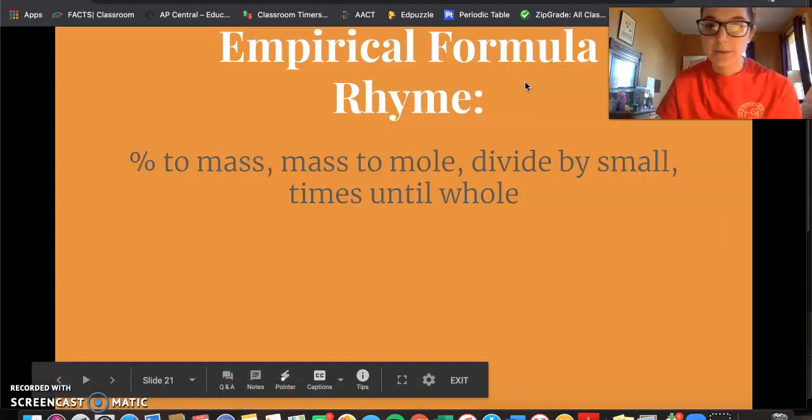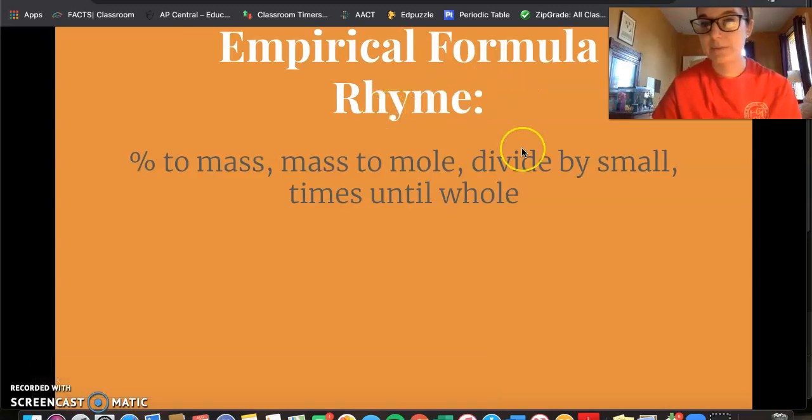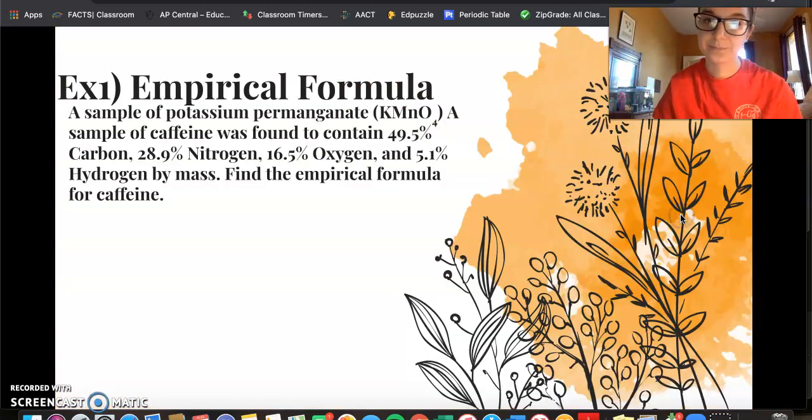To find the empirical formula given experimental data, this is the little rhyme that we use. It's percent to mass, mass to mole, divide by small, times to whole. This describes each step that you go through in the mathematical process to find the empirical formula. Percent to mass, mass to mole, divide by small, times to whole.